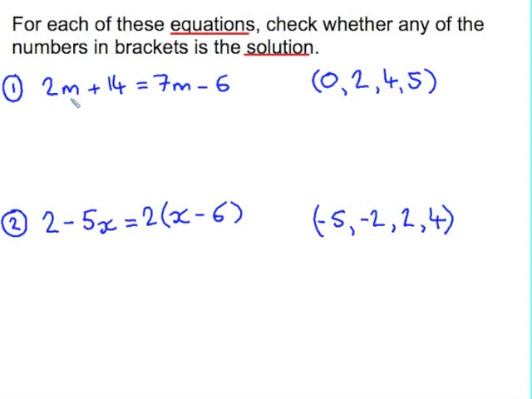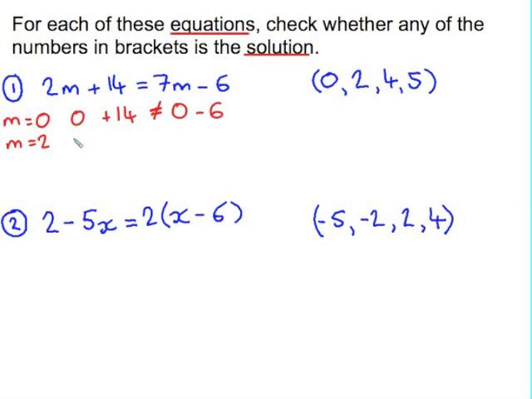If we look at this first one, 2m plus 14 equals 7m take 6. Well, if we take m to be 0 to start with, 2m is 0 plus 14 equals 7m is 0 take 6. 14 equals negative 6. No, these two are not equal. Therefore m equals 0 is not the solution. Next we'll try m equals 2.